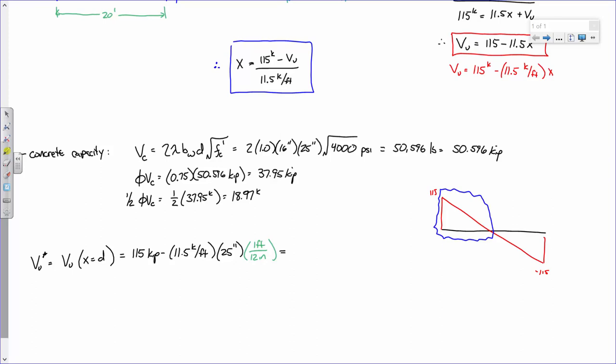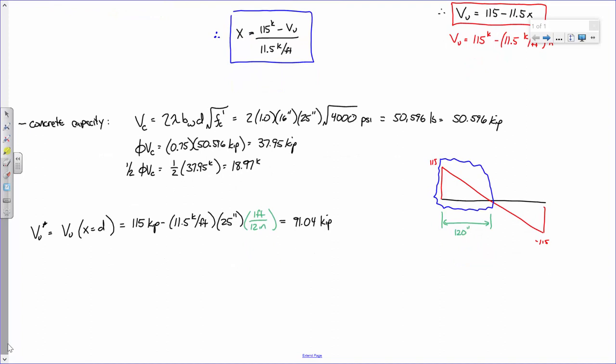Okay? So what is this shear value? What does it come out to be? 91.04 kips. All right. So that's the shear d away from the support. By the way, can somebody tell me on the shear diagram, what is this distance right here? 10 feet, or 120 inches. Everybody agree with that? Okay. So we now know what the shear is, d away from the support.